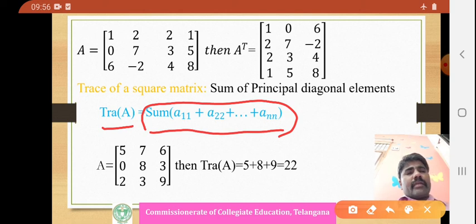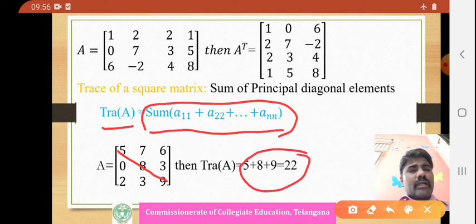Here, A is a matrix of order 3 by 3, then trace of A is given by 5 plus 8 plus 9, which equals 22. The sum of the principal diagonal elements is known as the trace of a matrix.